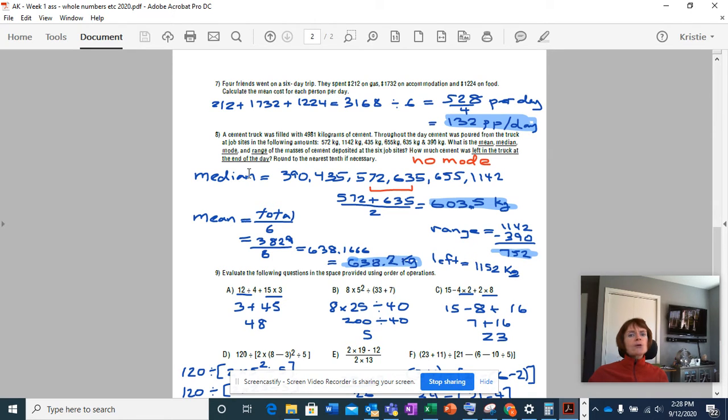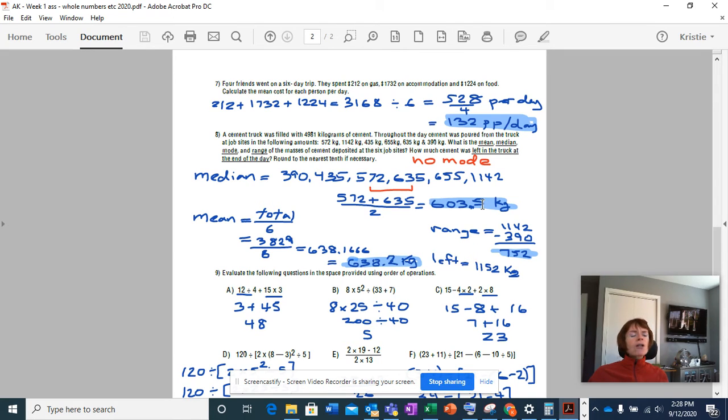To do the median, you have to put them in order from smallest to biggest. Because it's an even number, you have to take the two middle values, add them up, and divide by 2. So the median is actually a little bit lower, 603.5 kilograms.